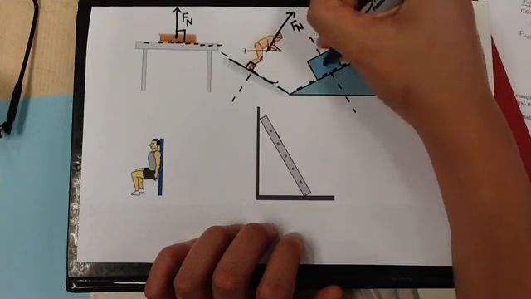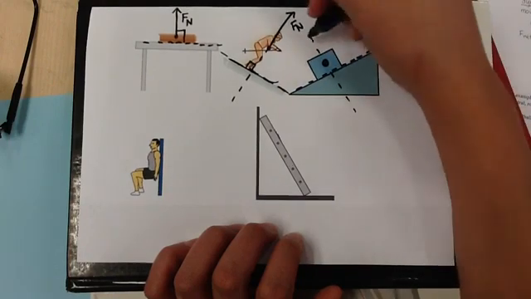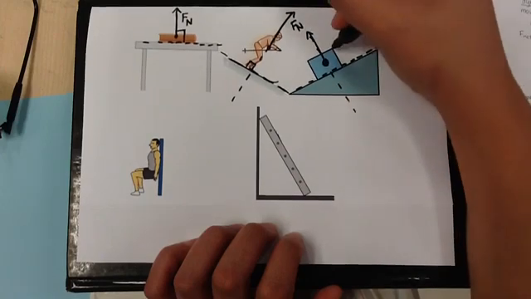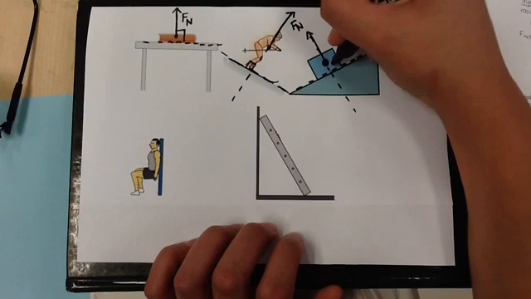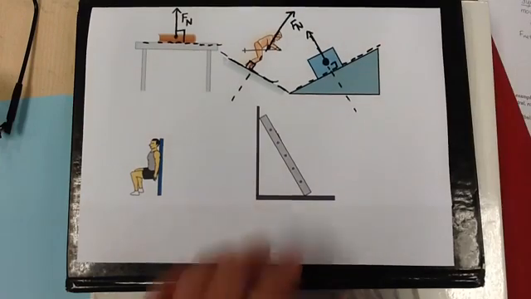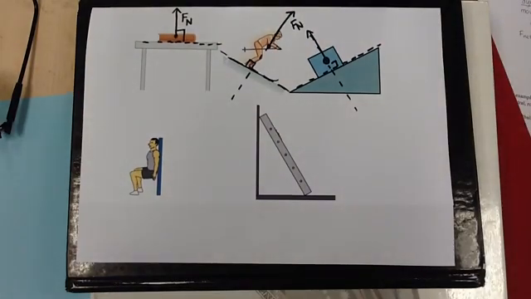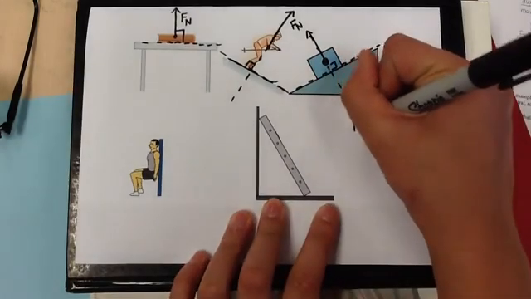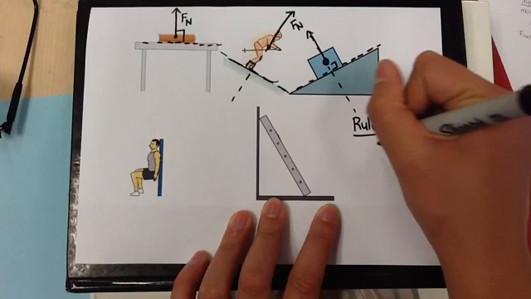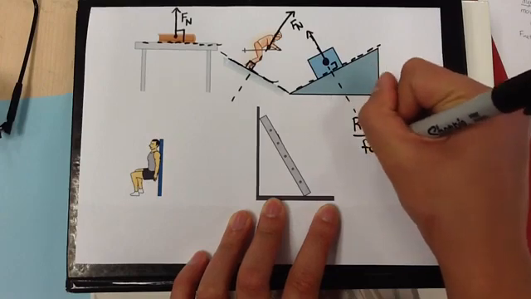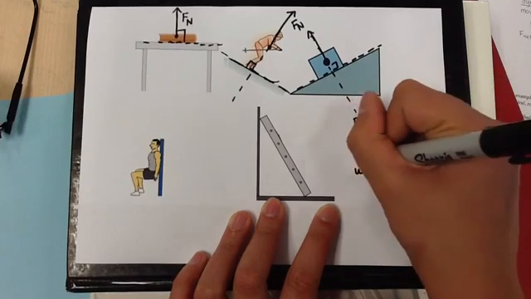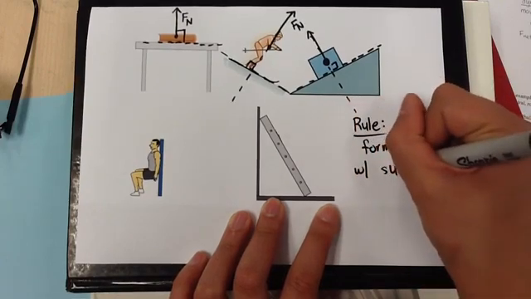The normal force is going to start from the center of your object and point away so that it forms a 90-degree angle with the surface. So if you wanted to write down a really good rule, the rule is that the normal force forms a 90-degree angle with whatever surface.